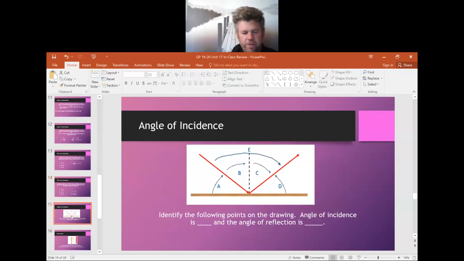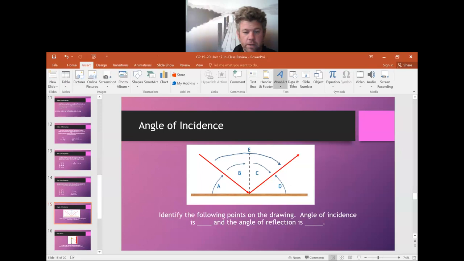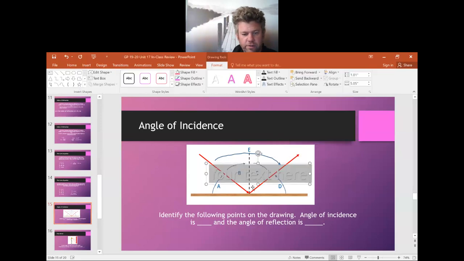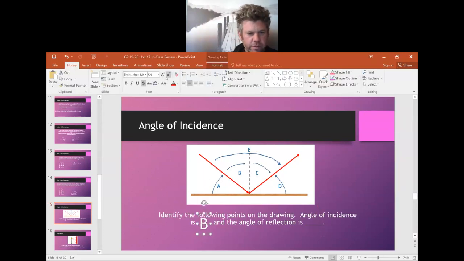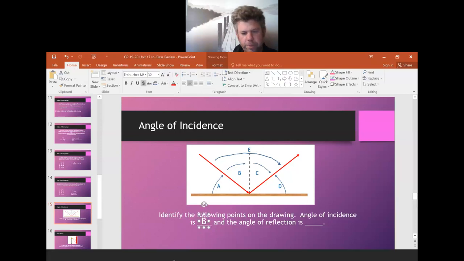All right, next one, angle of incidence. Identify the following points on the drawing. The angle of incidence is, now remember, this is the angle in which the light strikes, and it's always based off of the normal, okay? So my angle of incidence here should be B. So it should be point B.